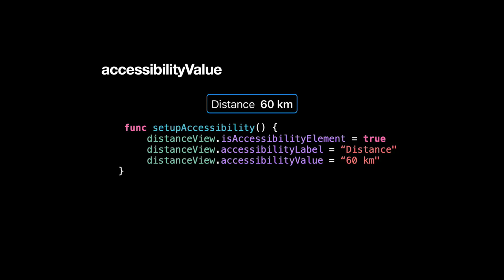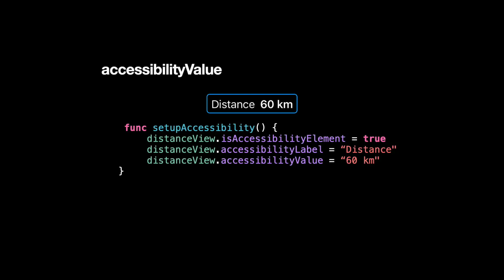For example, here I have a view that contains two labels. One is distance, and the other is the number in kilometers from your destination. In this example, it is 60 kilometers right now. I've chosen to have this be a single accessibility element, and I use the accessibility value to contain the distance from the destination. To do that, on my distance view, I have set isAccessibilityElement to true. I have set the accessibility label to distance, and I've set the accessibility value to 60 km.